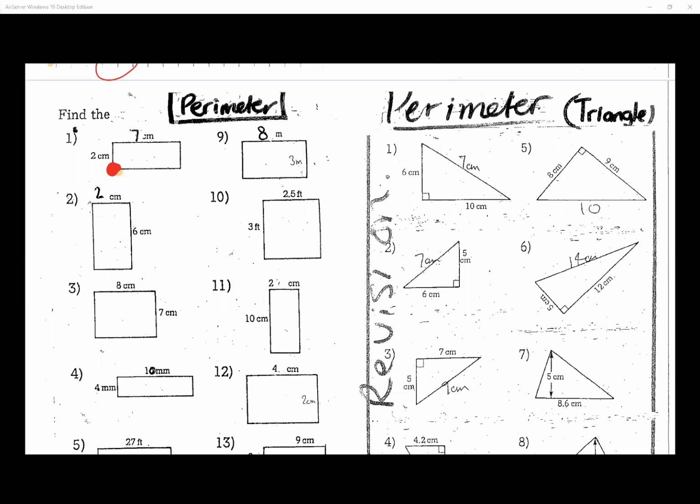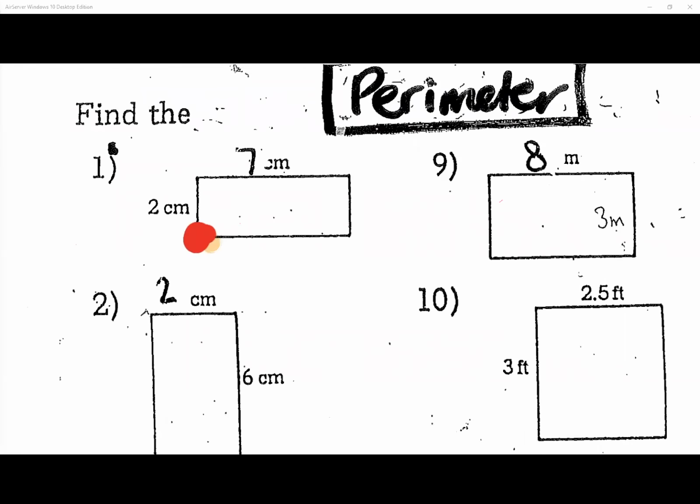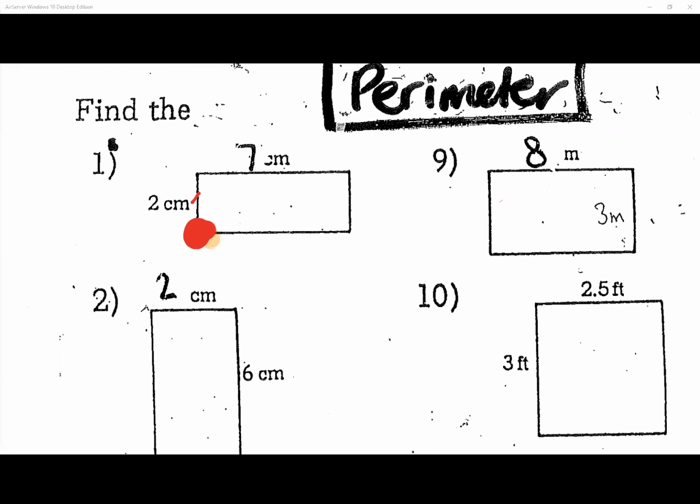Okay, perimeter is the distance around the shape. So if I start question number 1 on the left hand side, I'm going to enlarge it. Okay, let's have Aisha. How do I work out the perimeter of this shape, please?